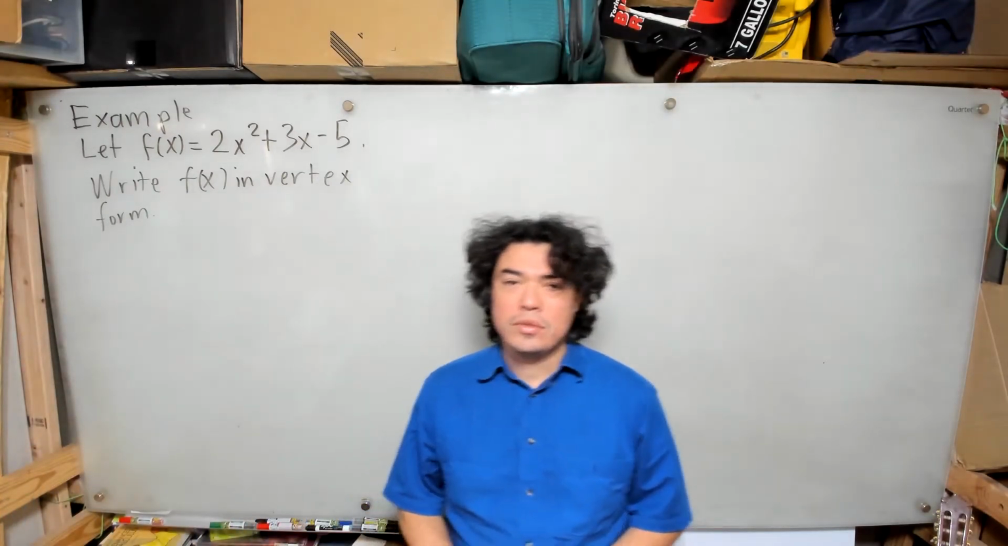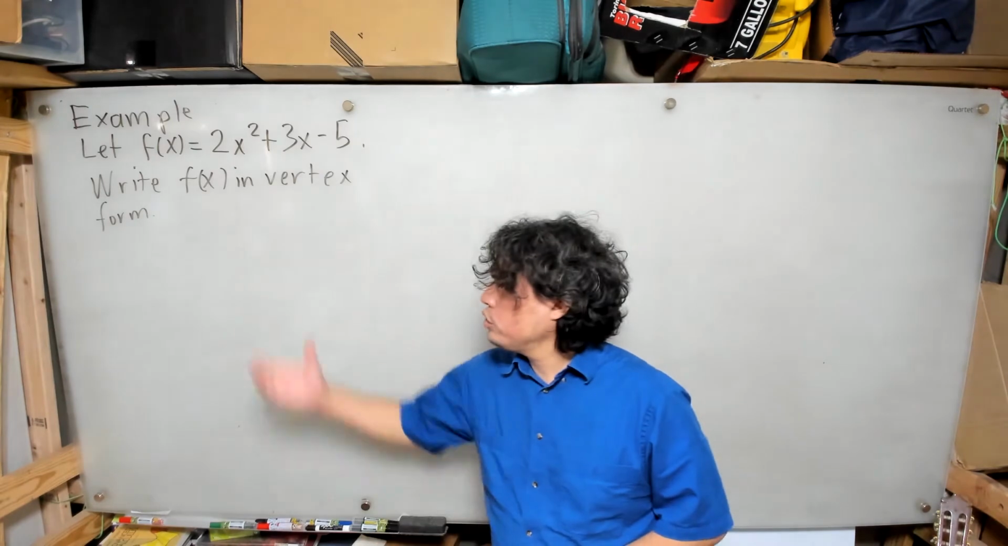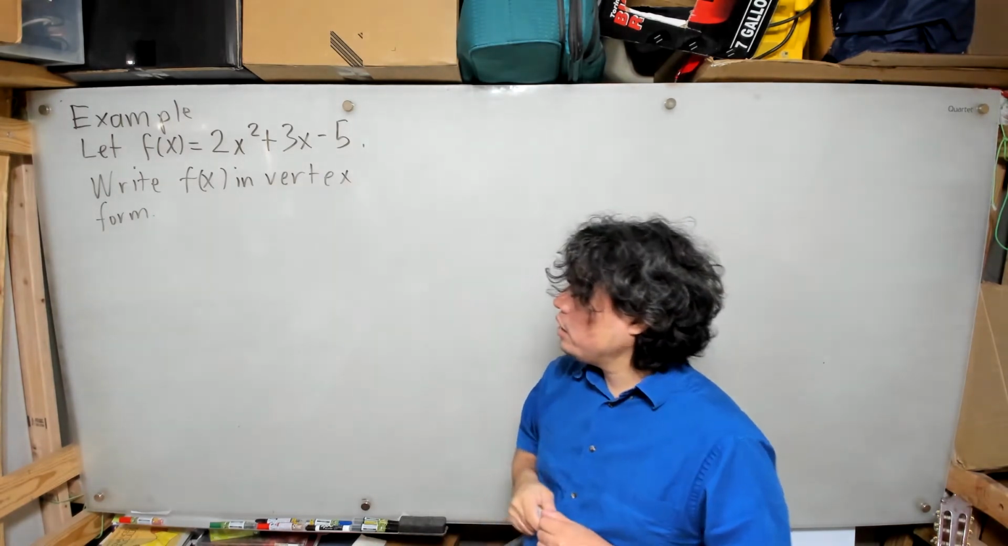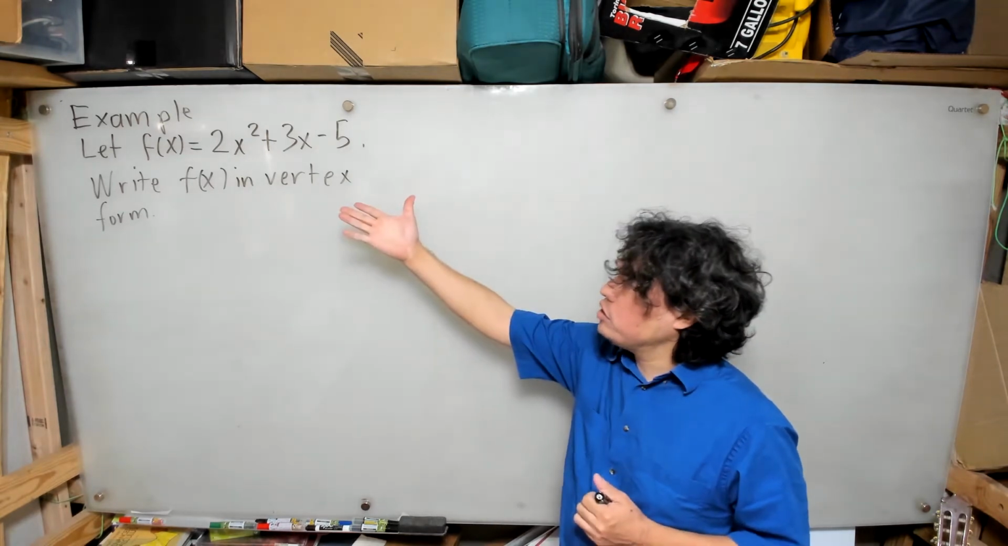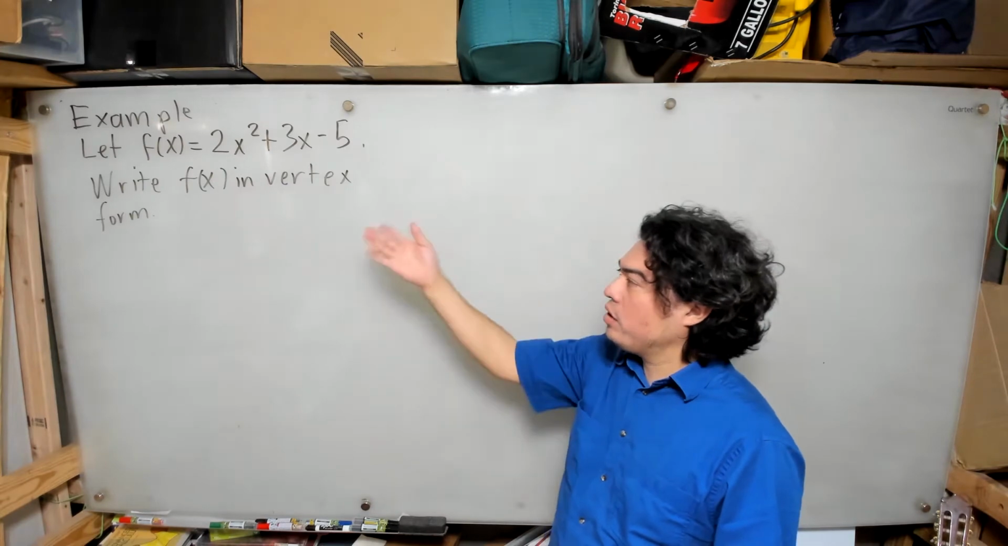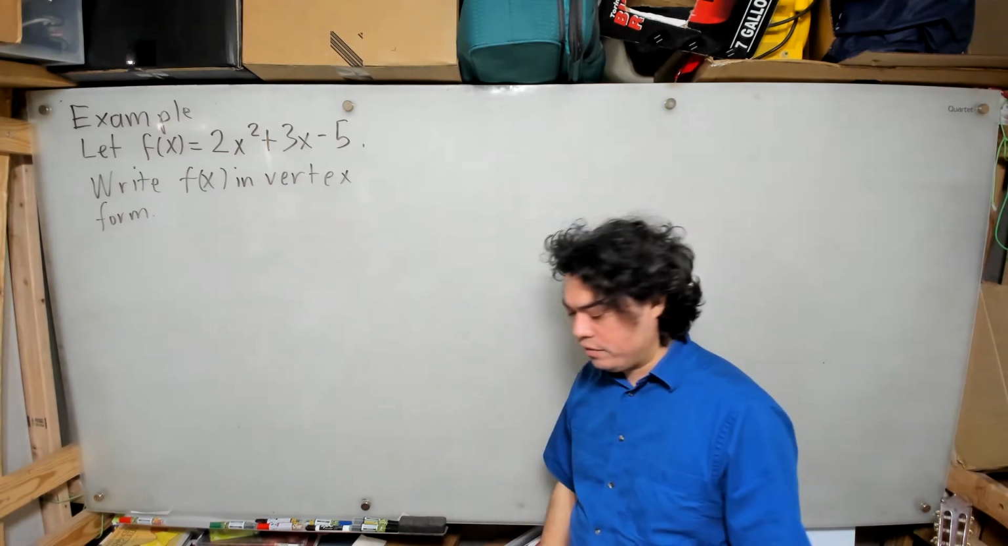Hello. So today we're going to do this problem. Strictly speaking, it's asking us to let f of x be this quadratic, f of x equals 2x squared plus 3x minus 5. And the question it's asking is to write f of x in vertex form.